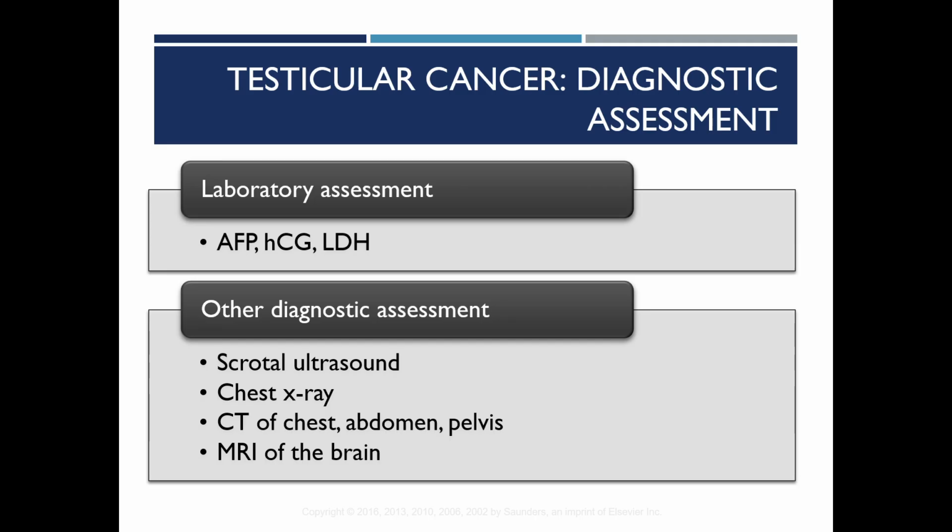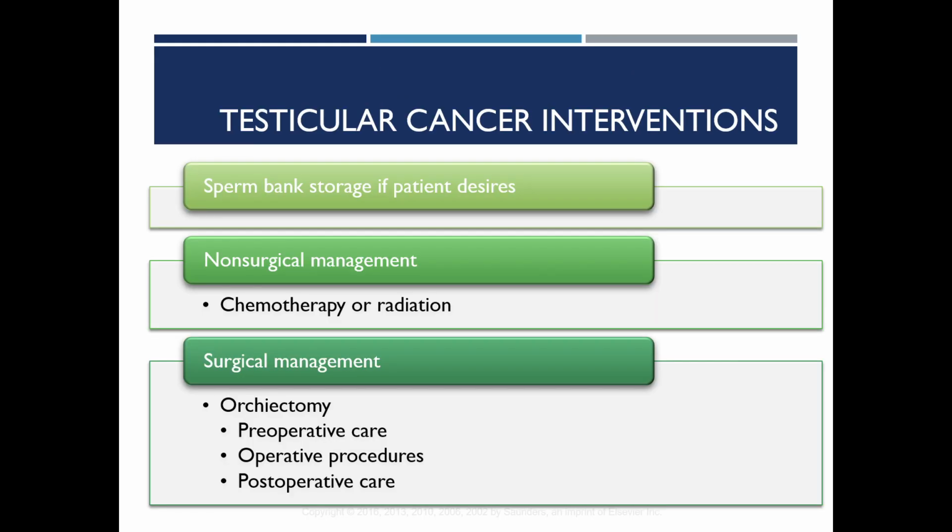And then you've got the lab tests: the alpha-fetoprotein, the human chorionic gonadotropin, and the lactate dehydrogenase. Other diagnostic assessments would be a scrotal ultrasound, chest x-ray, CT of the abdomen, chest, and pelvis, or an MRI of the brain to check for metastasis. Before any surgical procedure, the patient can have sperm bank storage. Non-surgical management would be chemo or radiation, whereas surgical would be an orchiectomy, removal of the testicle.